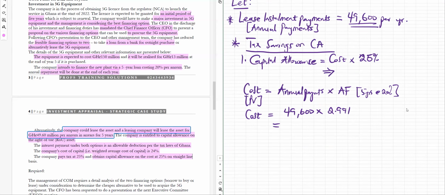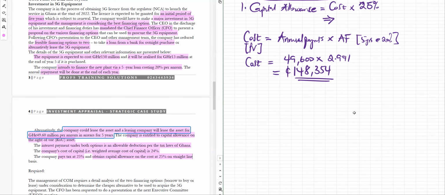So 49,600 going by 2.991 gives me 148,354. Now this is the cost of the asset under the lease option. This is a notional cost. It's not real, but you need it to compute your capital allowance. So now I know my capital allowance will be 25% of this cost of 148,354.